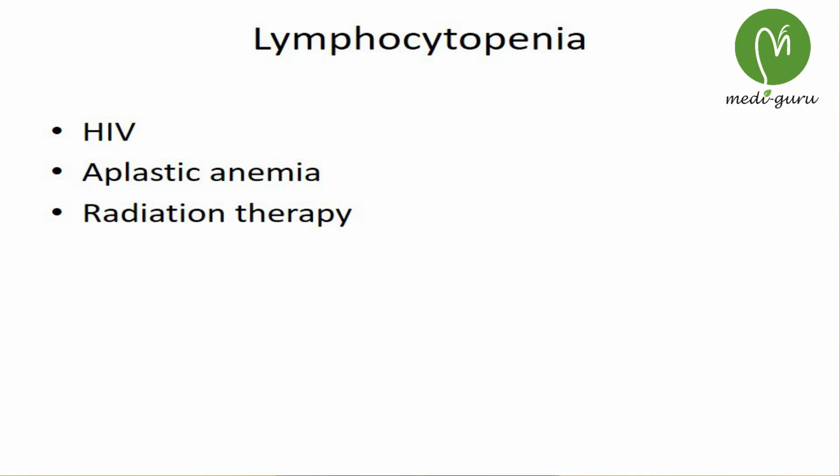And finally, coming to lymphocytopenia, we have already told that it occurs in immunosuppressed conditions, especially in HIV. In HIV, we have studied that the CD4 T lymphocytes will be much decreased in the blood, and in aplastic anemia and in radiation therapy there will be lymphocytopenia.